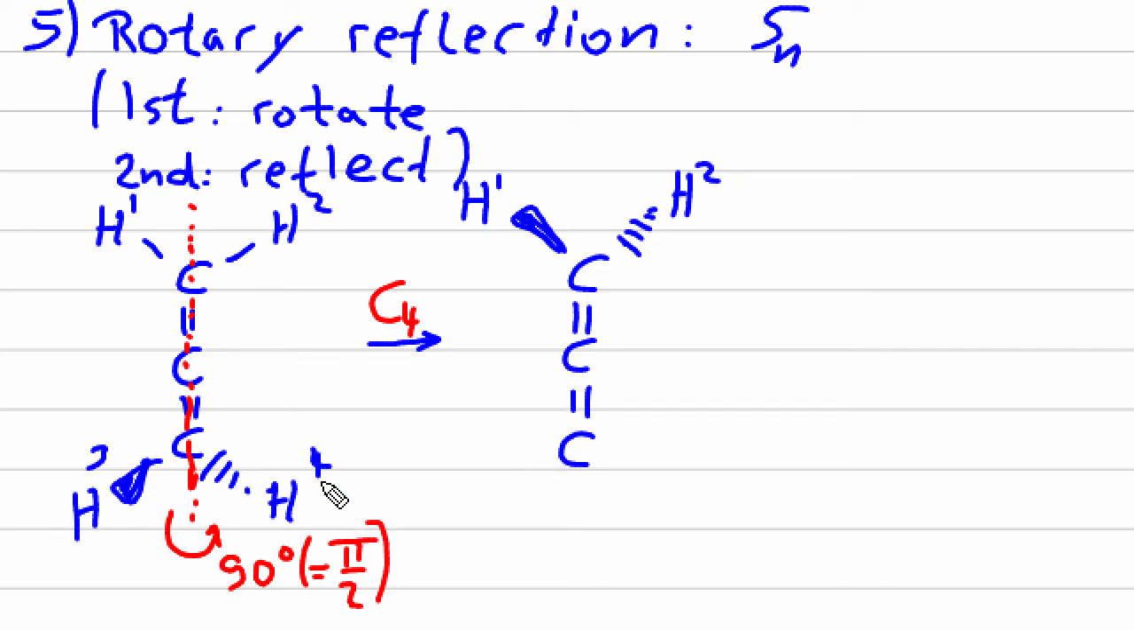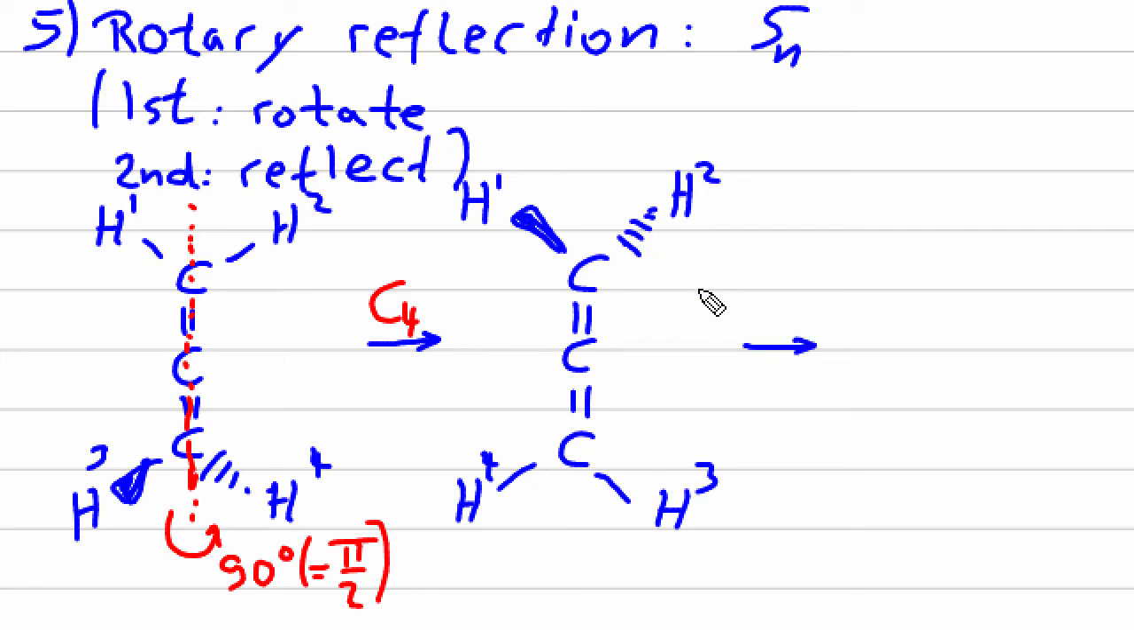Hydrogen atom number 3, after you do this rotation, is pointing to the right side, because remember, originally it was pointing towards you, and if you do a 90-degree rotation, you just move it to the right. And hydrogen atom number 4 is moving to your left side. Okay. This was the first step.